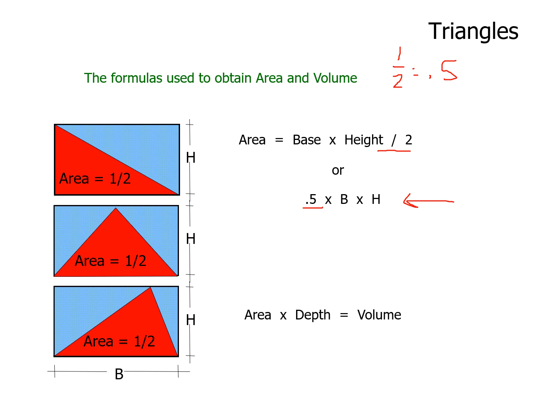Now, once again, we already talked about this: the area of the shape, in square feet, square inches, or square meters, multiplied by a third dimension of depth, height, or thickness, gives you a cubic or volume measurement.